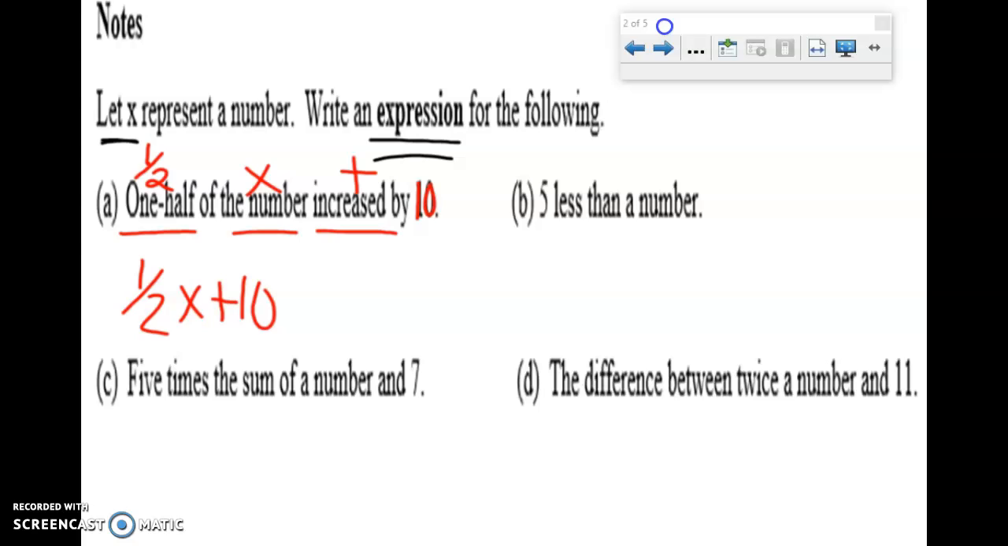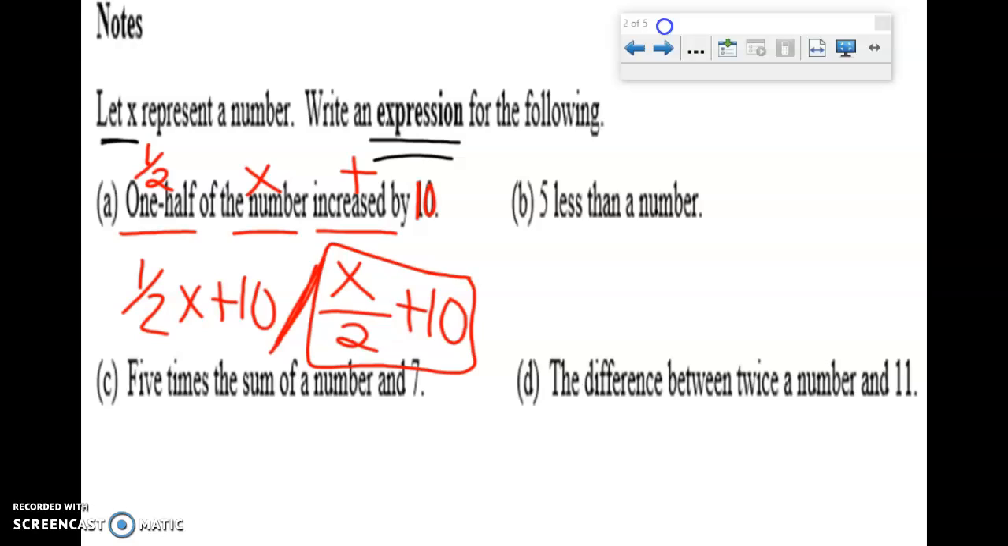Now you could also write this, and I just want to show you this because this is going to be the way we do this, as half a number, right? Half a number is the number divided by 2 plus 10. Both of these are correct answers, but just understand there's two ways to write this, and this way is going to be easier when it comes time to solve equations, okay? Moving on to the next one.